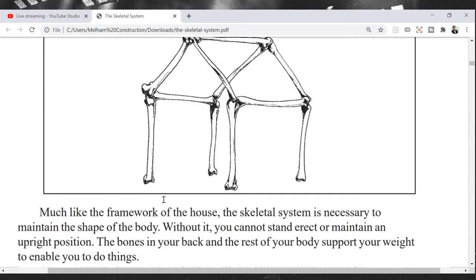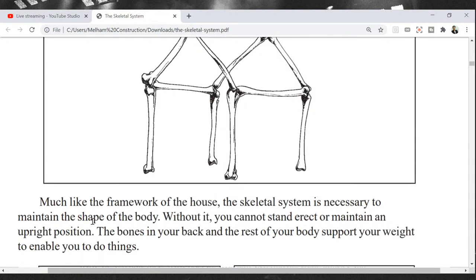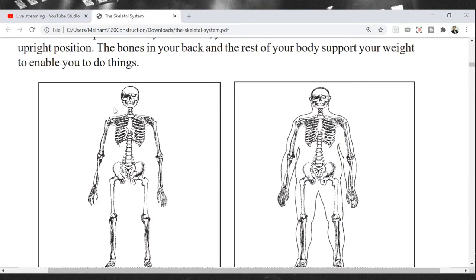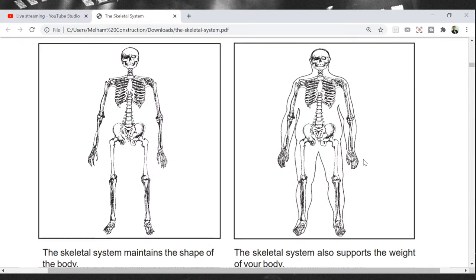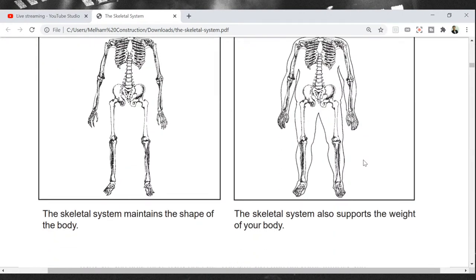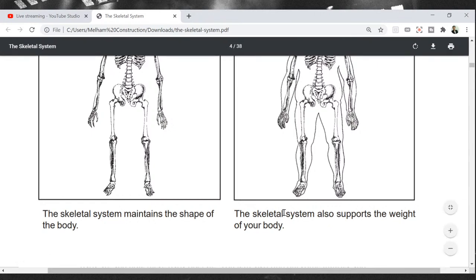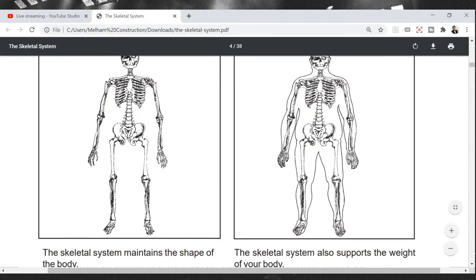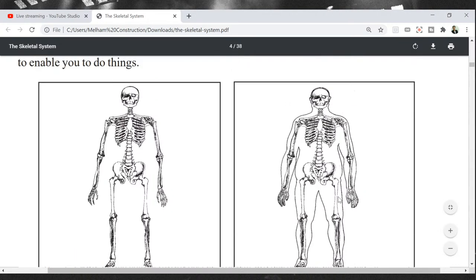So, much like the framework of the house, the skeletal system is necessary to maintain the shape of your body. Without it, you cannot stand erect or maintain an upright position. Hindi ka makakatayo kung wala kang buto. The bones in your back and the rest of your body support your weight to enable you to do things. So, the skeletal system maintains the shape of the body. Skeletal systems also support the weight of your body. Kung sobrang taba mo na, ang nagsusupport niyan ay yung ating skeletal system.